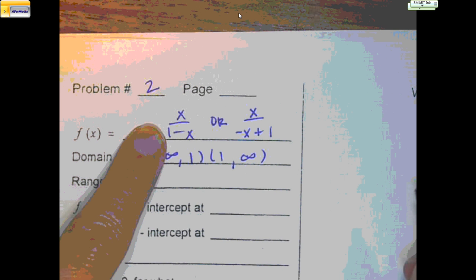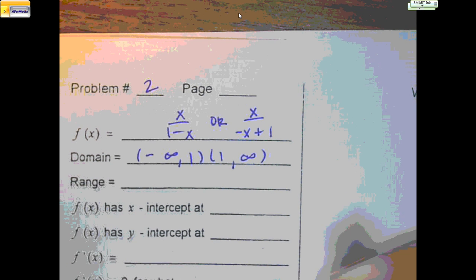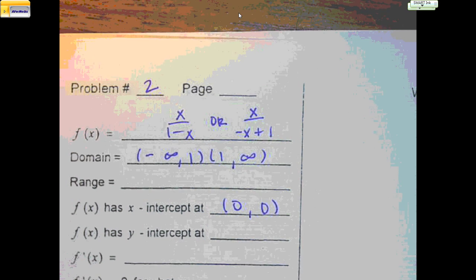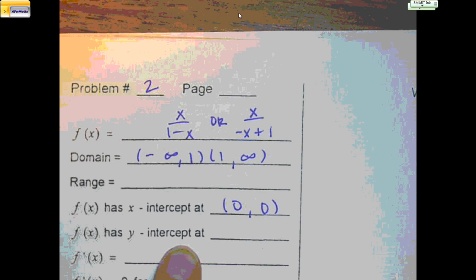So when y is 0, x is 0. I have a y-intercept where x is 0. So 0 over 1 minus 0 is 0. So if I plug in a 0, I get a 0.